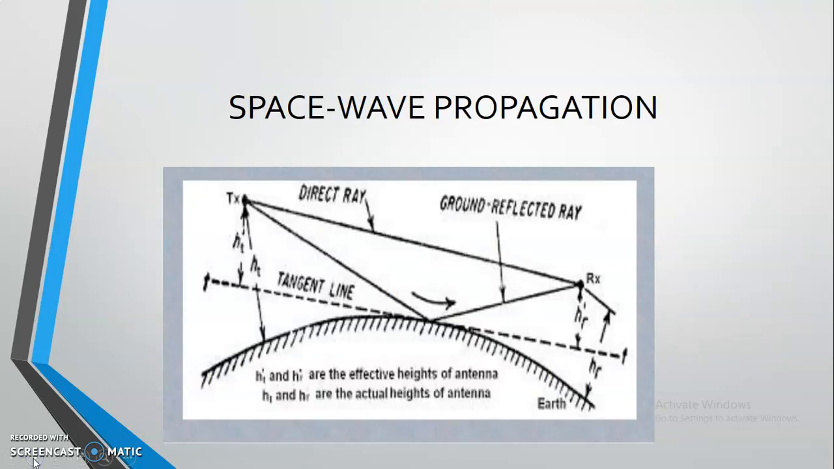Another type of propagation is the space wave propagation. The direct ray is there, the ground reflected ray is there, you have the tangent line. This is HR, HR dash, this is HT and HT dash. Here we have HT dash and HR dash, the effective heights of the antenna, and the actual heights of the antenna are represented by HT and HR.